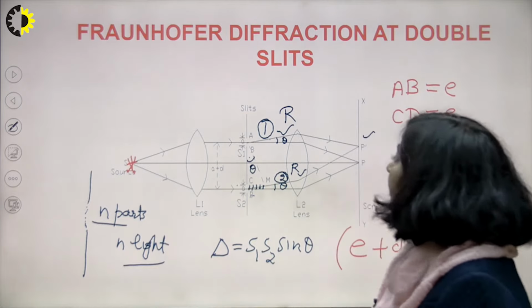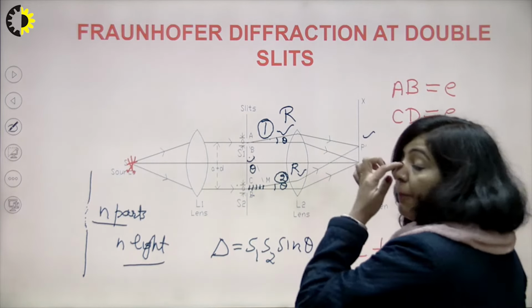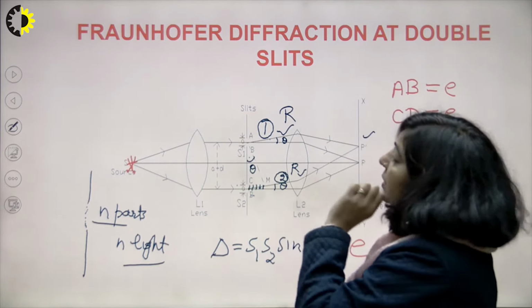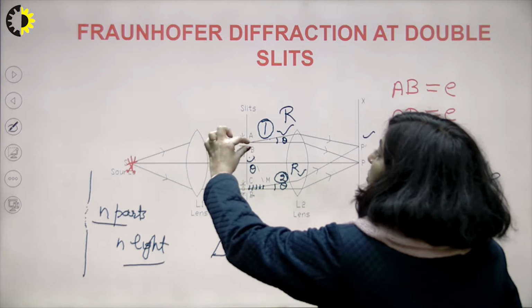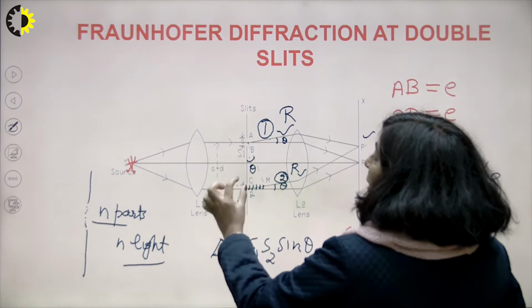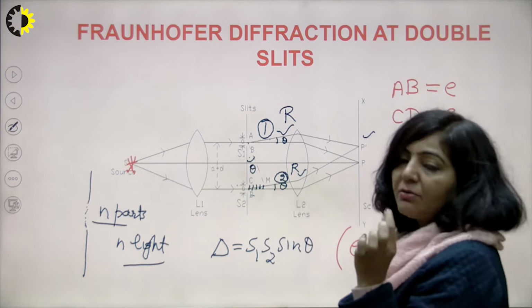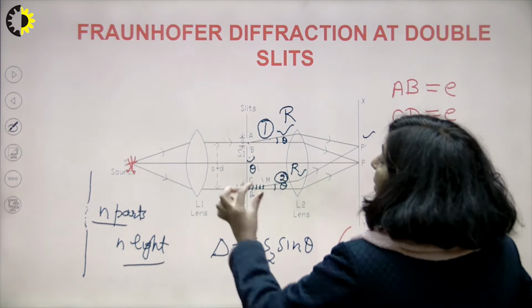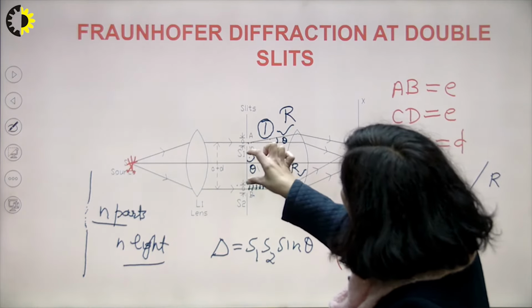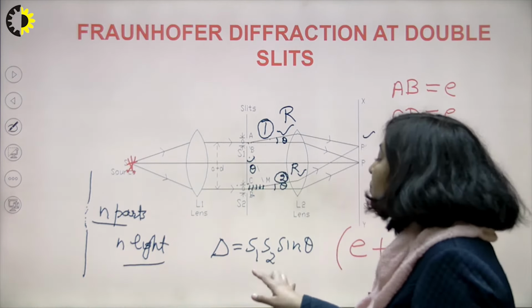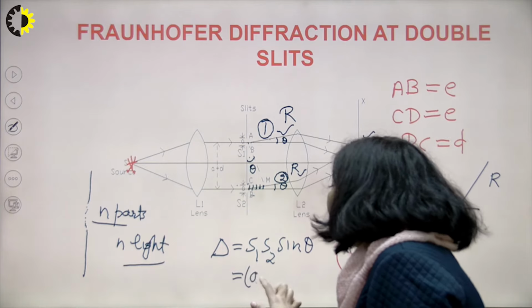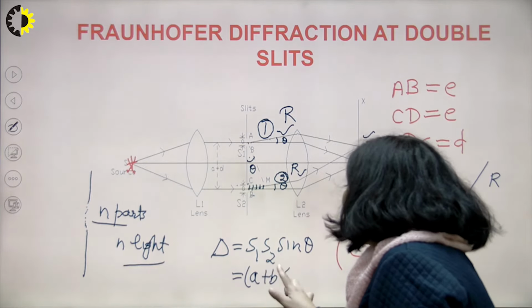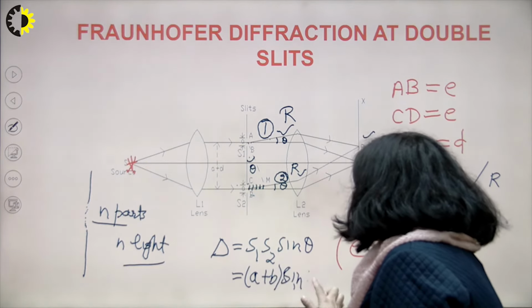And you can see here that S1 is representing the central part of the first slit. It means this particular distance will be A by 2. This is your B. And since S2 is representing the central part of the second slit, if it is the central part, then this distance is A by 2. So this is A by 2 plus B plus A by 2, meaning S1S2. In totality, it will become (A plus B) sine theta. So this is your path difference.